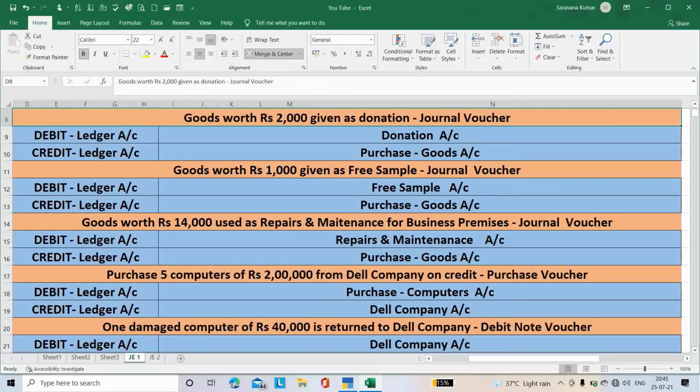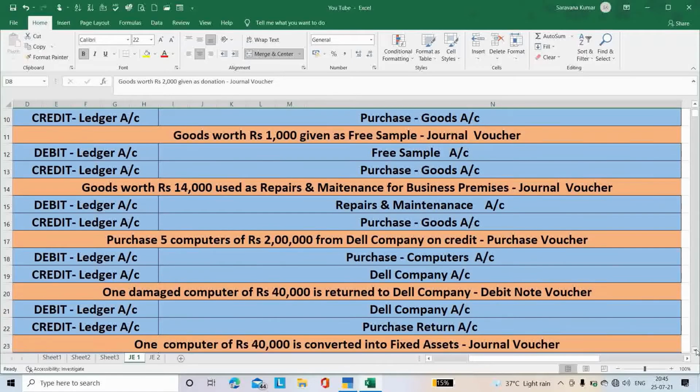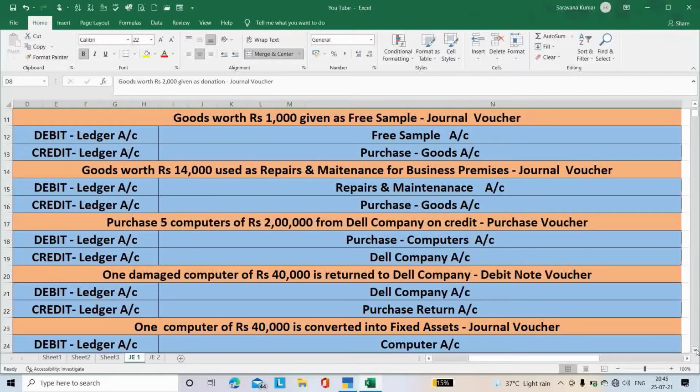Next transaction is goods worth rupees 1,000 given as free sample. Here the journal entry is debit free sample account, credit is purchase goods account.